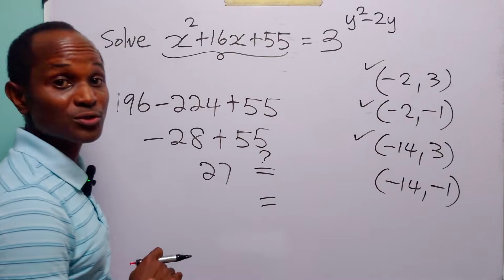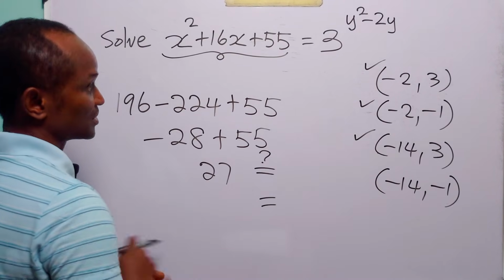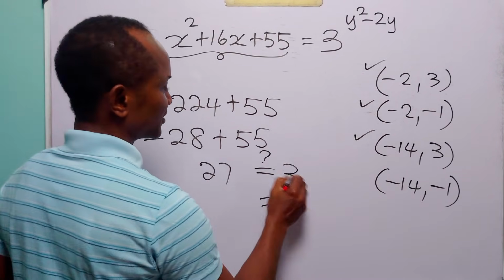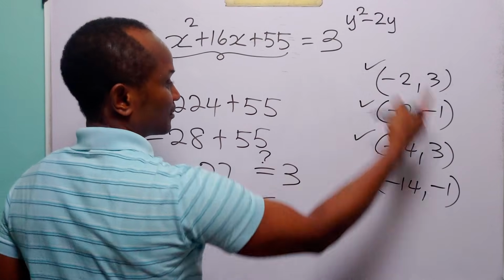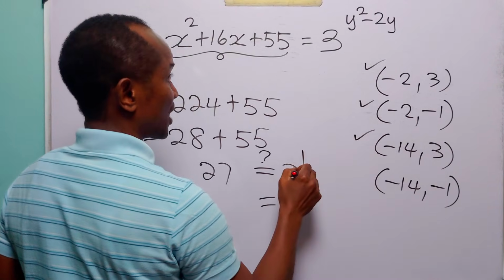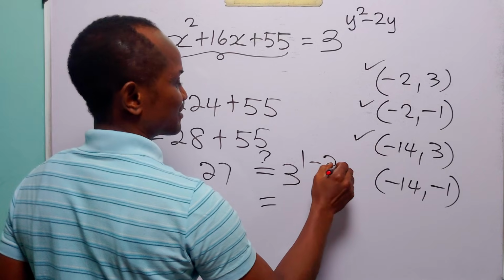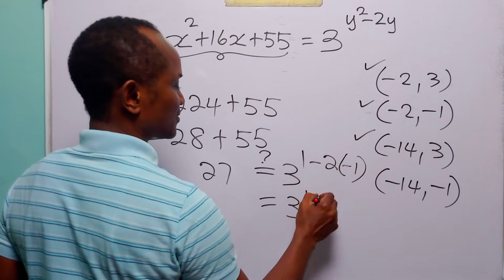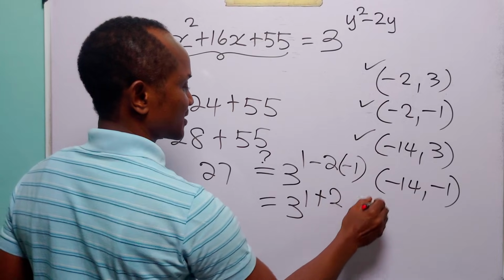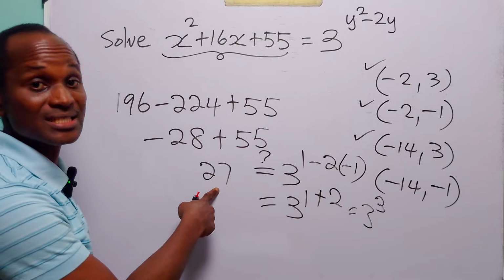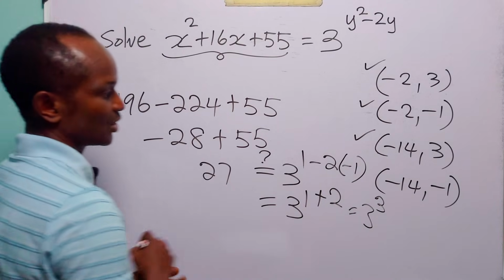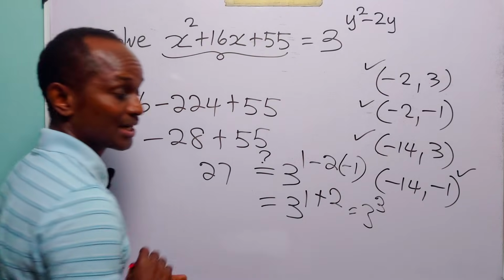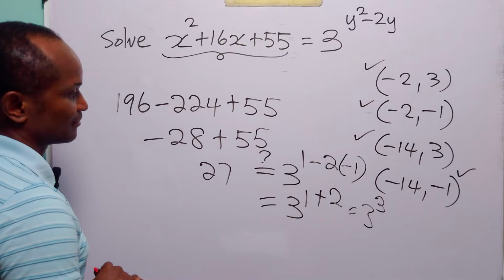X is still equal to minus 14, so this still holds. And this is equal to 3 to the power minus 1 squared, which is 1, minus 2 times minus 1. That is 3 to the power 1 minus minus, which is plus. That is 3 cubed, which of course is still equal to 27. So all the 4 points that we calculated are correct.